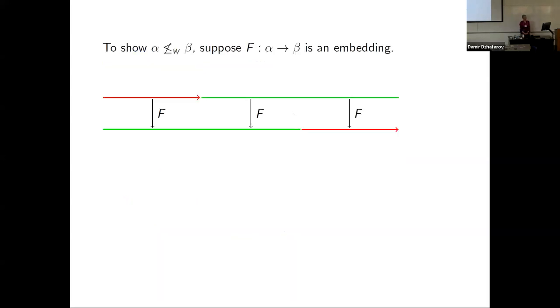So here's the picture. On top is alpha. It's a copy of I followed by a copy of B. And below is beta. It's a copy of B followed by a copy of I. And we want to show that they're not comparable. So let's suppose they are. Suppose there's an embedding from alpha into beta. Looks something like that.